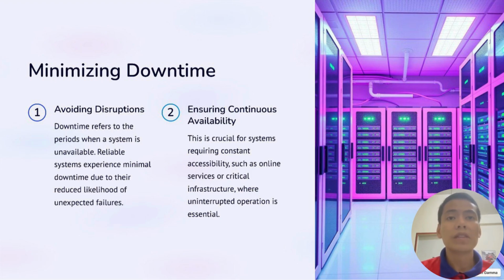Next, minimizing downtime. Downtime refers to period when a system is not operational. Reliable systems experience less downtime because they are less likely to fail unexpectedly. This is crucial for systems that need to be available 24/7.